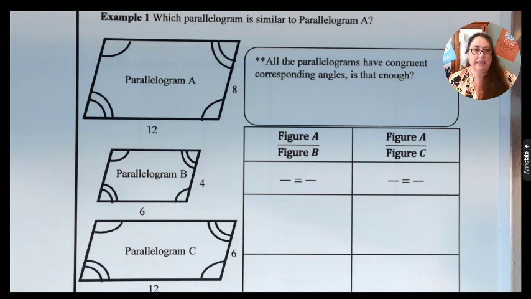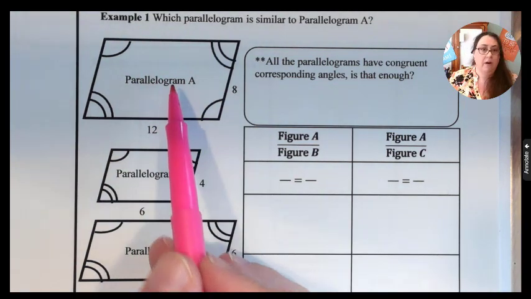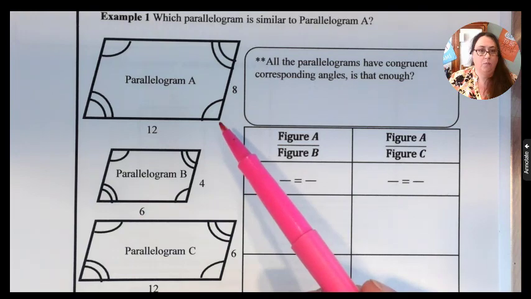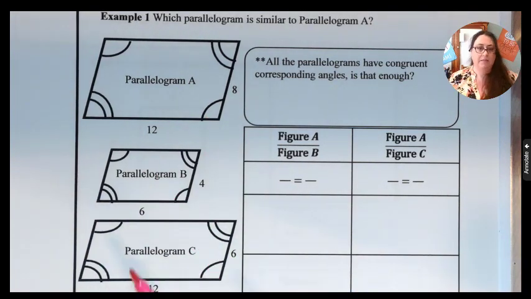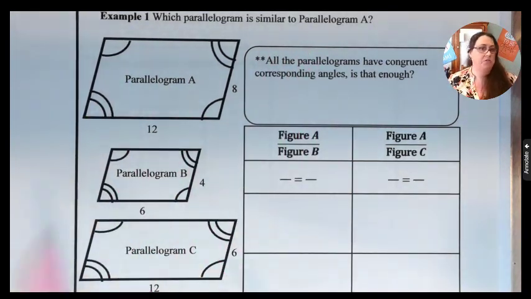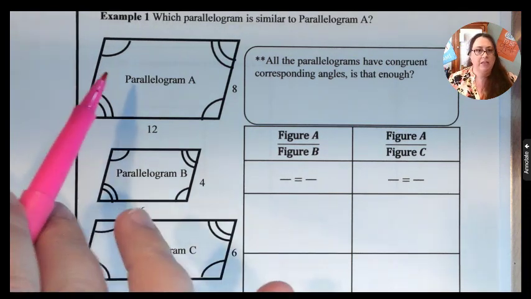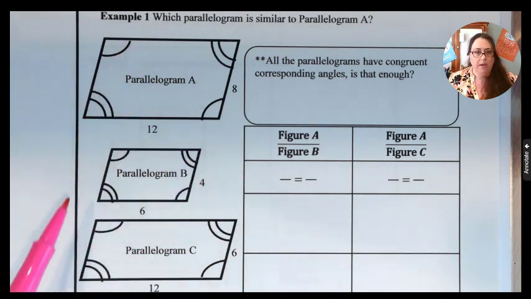The first thing I see in parallelogram A to B is I have 1 and 1, so that's good. And then I have 2 and 2, and I have 2 and 2. So the angles are fine there. Now let's go from A to C. I have 1 and 1, and the 1 and the 1, and the 2 and the 2 and the 2 and the 2.